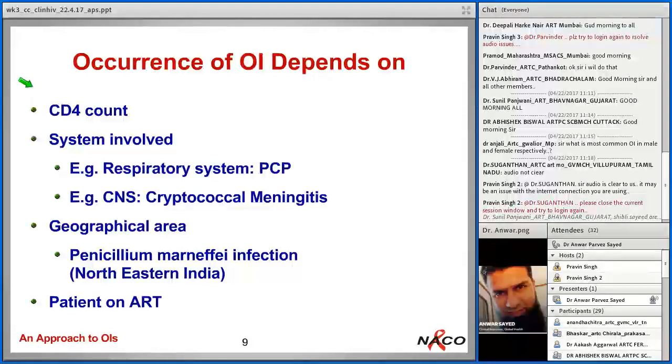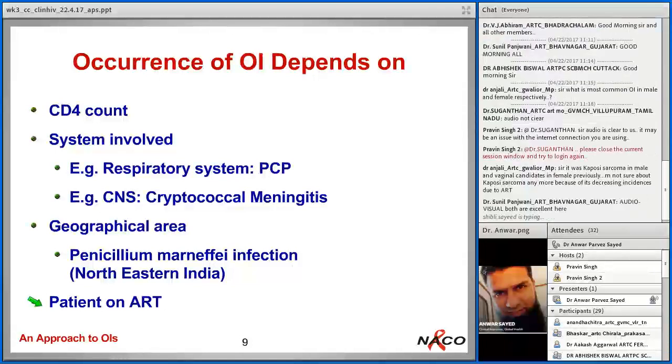If a patient is on ART, then obviously the viral load will go down, CD4 will increase, and the risk of OI will come down. Till now, we used to think that it is only CD4 which decides the risk, but lately it has been known that if the viral load reduces, that also will reduce the risk of opportunistic infection. We'll come back to this point where we'll see one study which shows that if viral load is undetectable, below detectable levels, then the risk of OIs will be low.